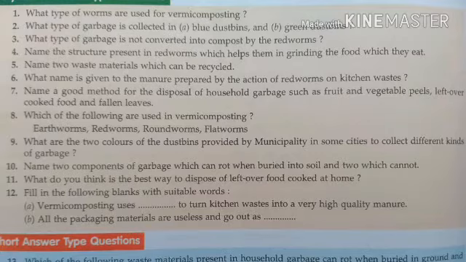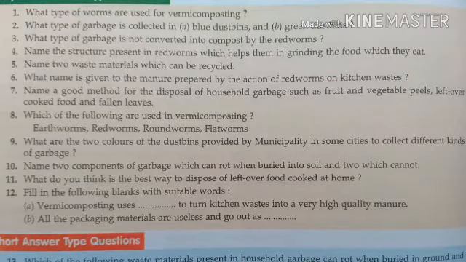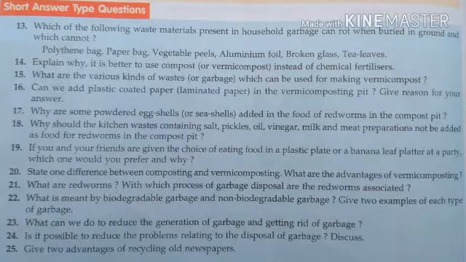And next, fill in the blanks. Vermicomposting uses dash to turn the kitchen wastage into very high quality manure. We use red worms. Next, all the packaging material are useless and go out as wastage or garbage. Now short answer type questions.